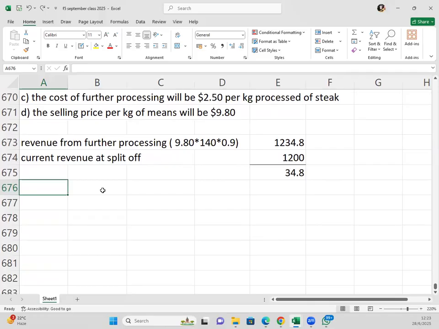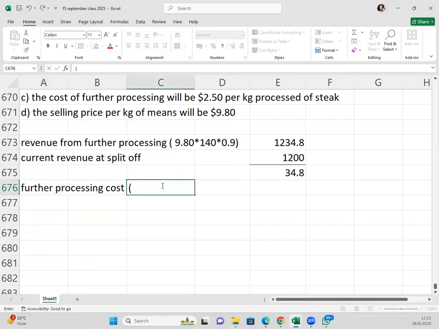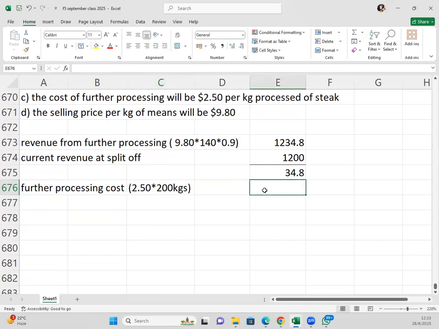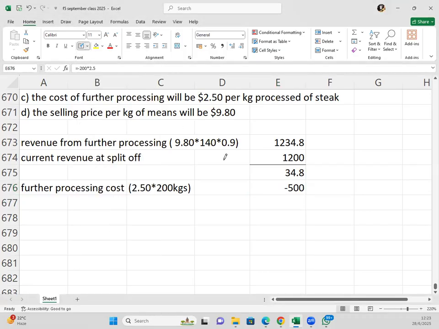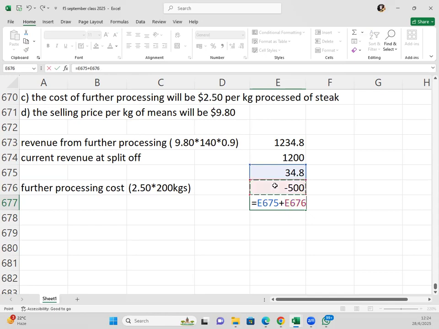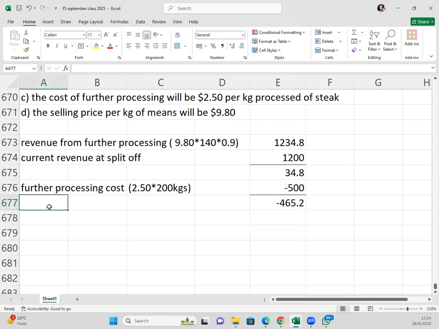So for the further processing costs, we are told it's $2.50 per kg processed, not obtained. So for steak, we are processing 200 kgs. So it means we would incur a cost of 200 additional. So the decision to further process will result in a loss.